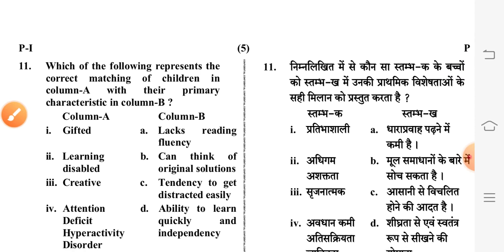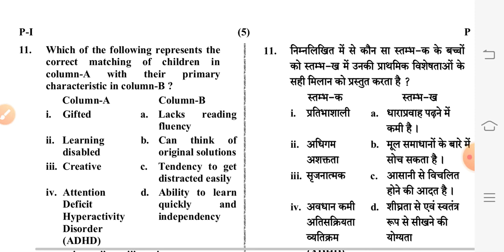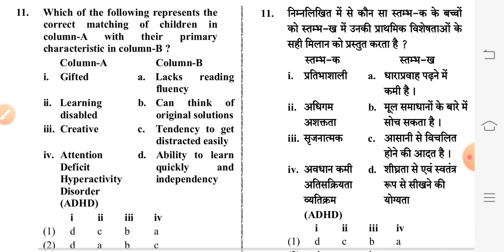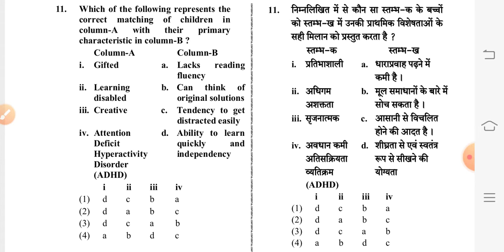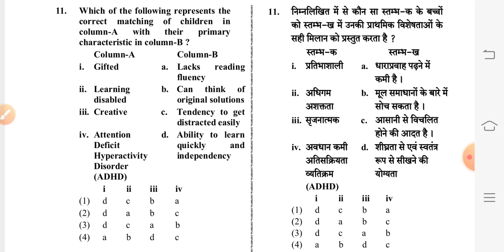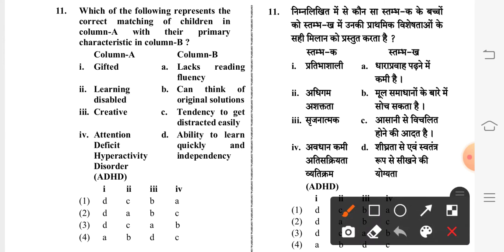Next question, 11th question, which of the following represents the correct matching of children in column A with their primary characteristic in column B? Correct option is the second one. That means this is D, A, B, C. First one is D, second one is A, third one is B, fourth one is C.